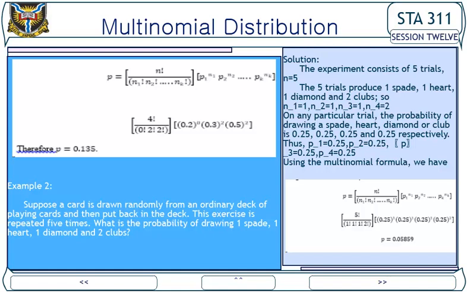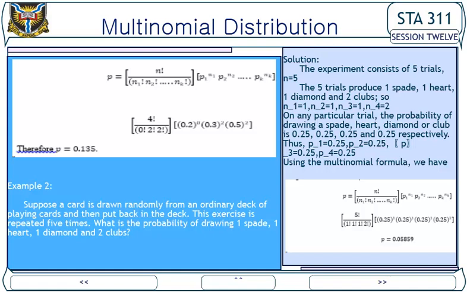Example 2. Suppose a card is drawn randomly from an ordinary deck of playing cards and then put back in the deck. This exercise is repeated 5 times. What is the probability of drawing 1 spade, 1 heart, 1 diamond, and 2 clubs? Solution. The experiment consists of 5 trials, n is equal to 5. The 5 trials produce 1 spade, 1 heart, 1 diamond, and 2 clubs.